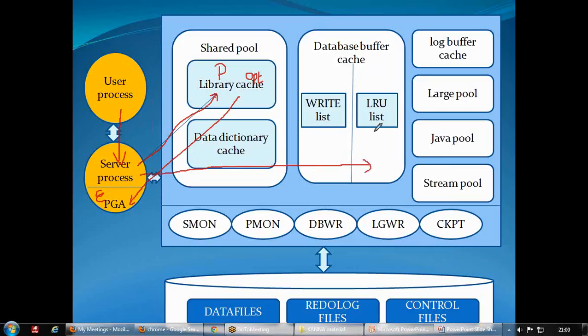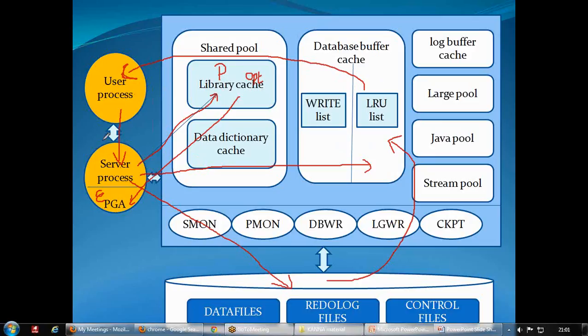So it will scan the entire LRU list for the data, and if the data is readily available, then it will be given to the user process, or otherwise the server process is going to the database, and it is going to pick up the data and copy it into the LRU list, and after placing it into the LRU list, the data will be given to the user process. So this is how the select statement will work in the database.